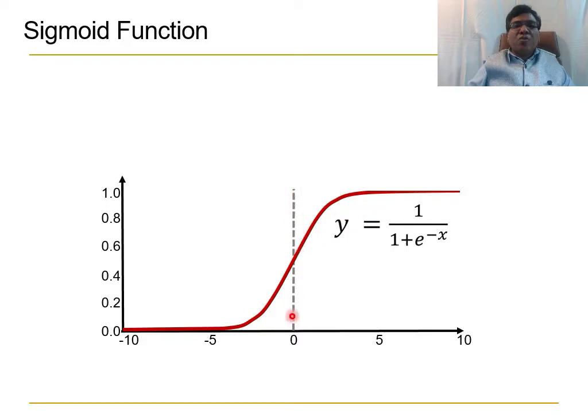So this is the boundary. Less than 0, the value of sigmoid function becomes 0. More than 0, the value of sigmoid function becomes 1.